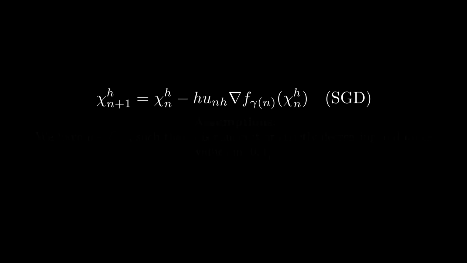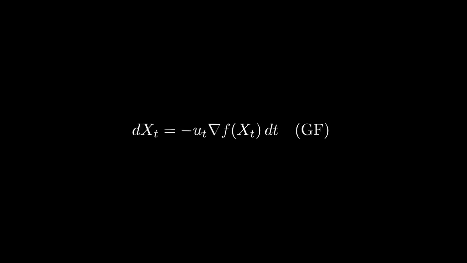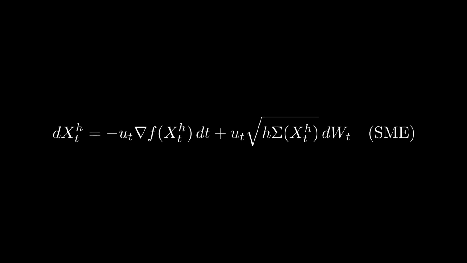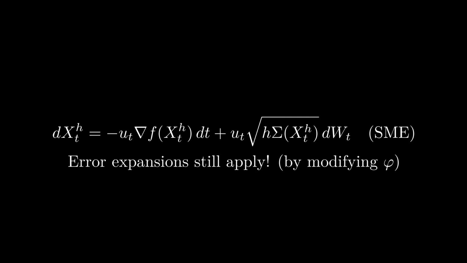U may also depend on h. This would actually be necessary in our example, as u of t equals 1/(1 plus t over h), and will also generally be important for, say, deriving an optimal learning rate schedule for SGD using the SME. Everything still works out as long as u has bounded derivatives in h. If we then change gradient flow and the SME by multiplying the coefficients with u, the previously derived error expansions still hold, at least after modifying phi for both equations.